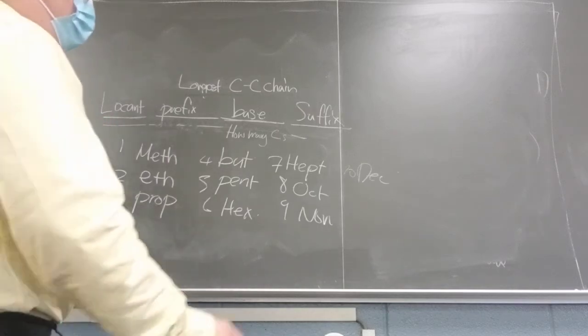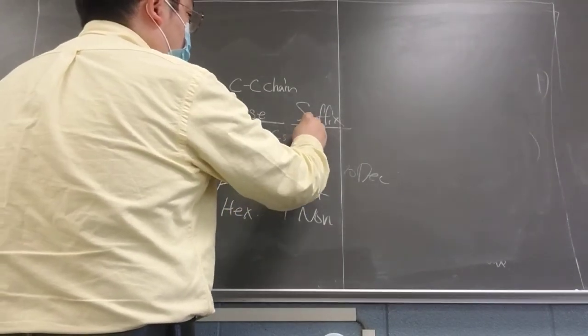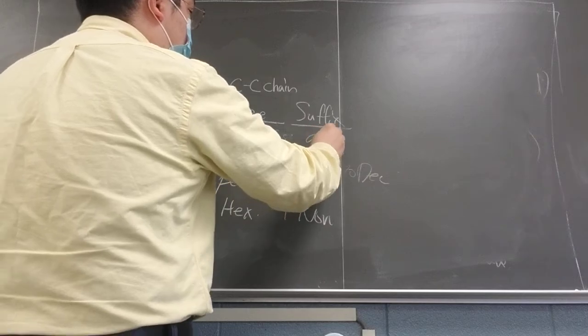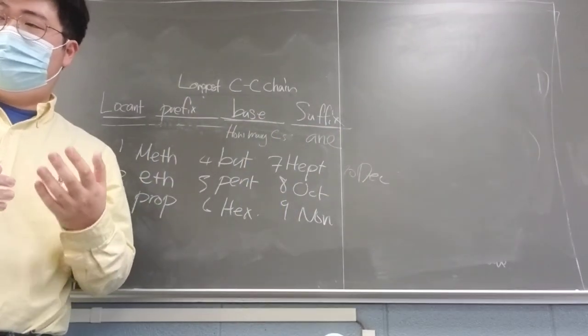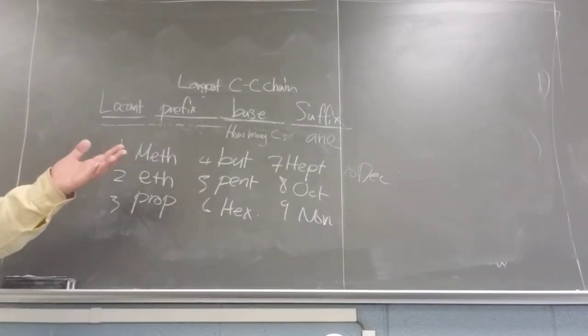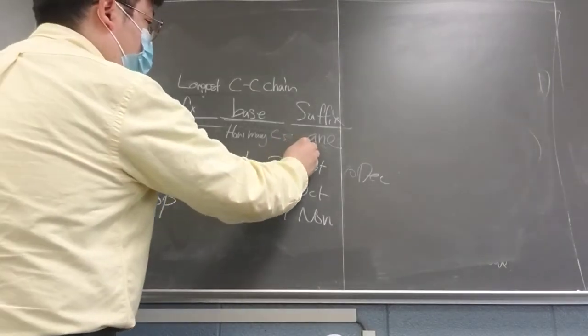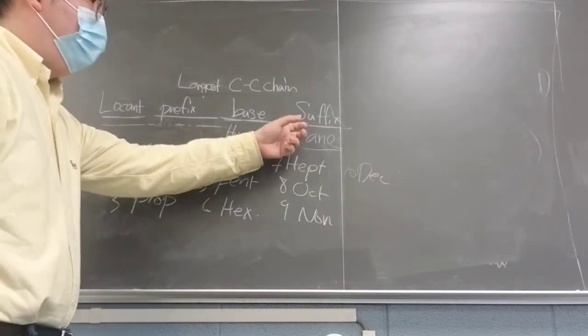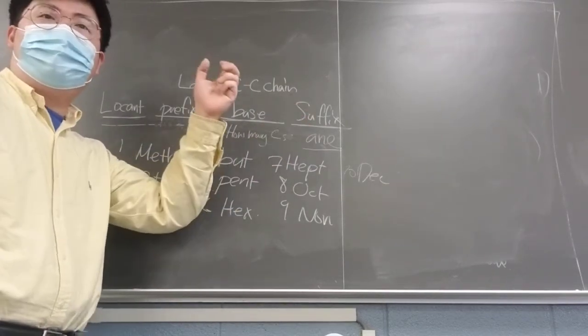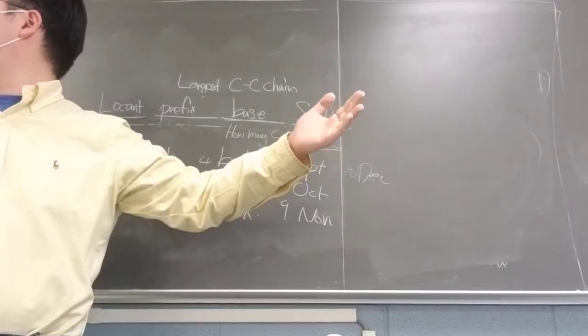And the suffix here is very easy. It's just ane, because we're only going to talk about alkanes in chapter 3, which are all single bonds. So the suffix for this chapter will be just ane the whole time. You know what a suffix means, right? A suffix is like your surname, your family name.